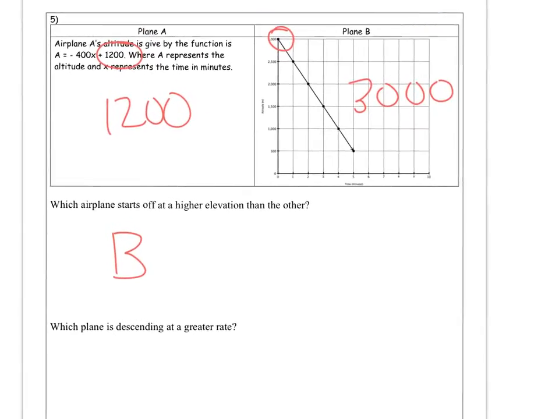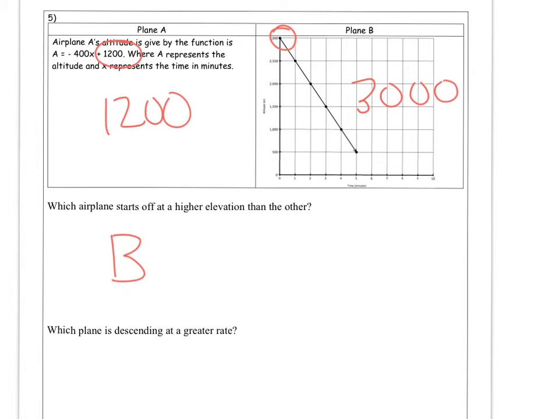Which plane is descending at a greater rate? Well, this one is going down 400. And this one is going down 500 each time. See how it's 2,500, 2,000, 1,500? This one's going down by 500 every time. So B, again, is falling at a greater rate.